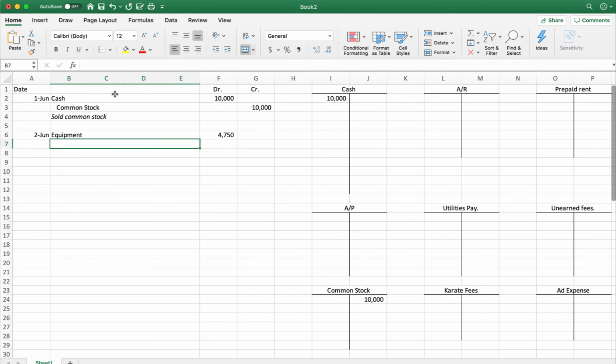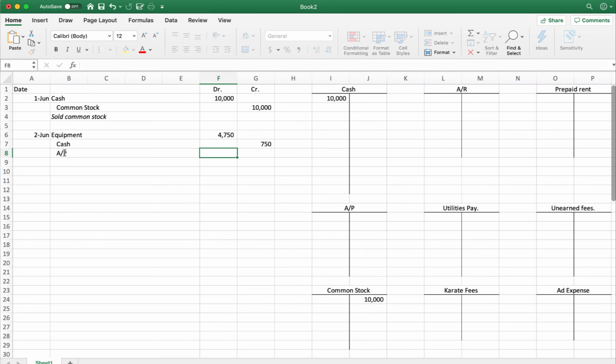What am I going to credit? Well, I'm going to credit cash. I know that because we already mentioned, hey, cash is an asset. Assets increase with a debit, decrease with a credit. So I come down, indent slightly, cash, $750. Okay. Now I'm going to list my accounts payable. Well, the difference between $4,750 and $750 is $4,000. Okay.